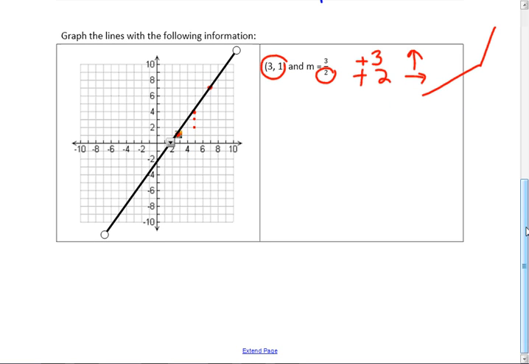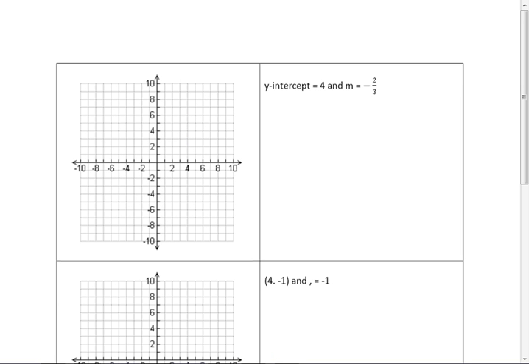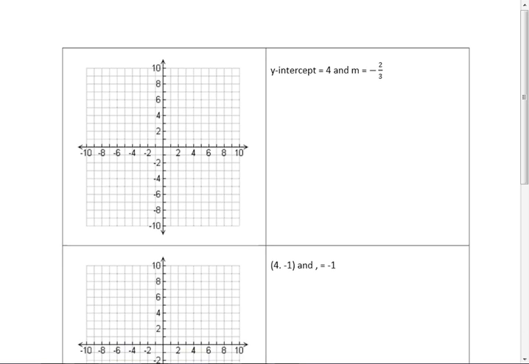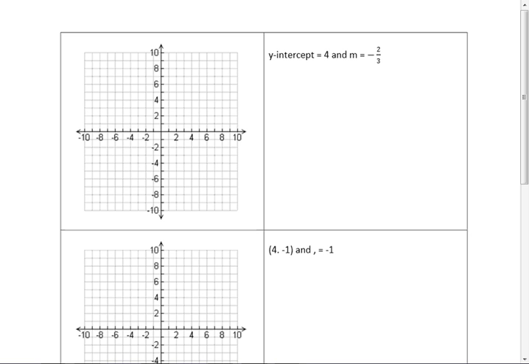While we're waiting for some people, think you can try the next one on your own? And yes, when we're done with this, you will put it in the Dropbox. Uh-oh, this one looks a little different. If it says a y-intercept, I have an ordered pair.